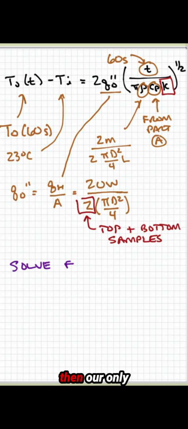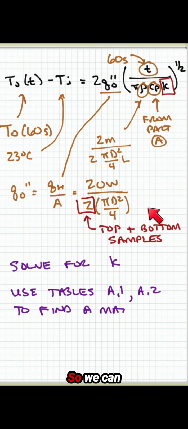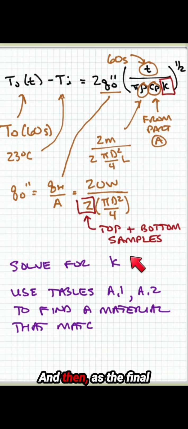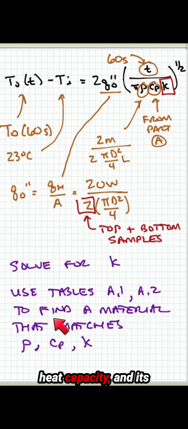With that in mind, then our only unknown is the thermal conductivity. So we can solve for that. And then as the final step, the problem asks to identify what material this could be. To do that, we can use tables A1 and A2 in the back of the book in the appendix. And we know now the material's density, its heat capacity, and its thermal conductivity. So we can look for a material that more or less matches these three parameters simultaneously.